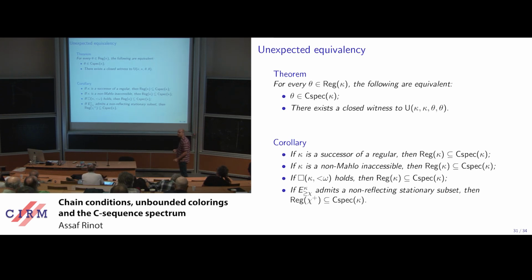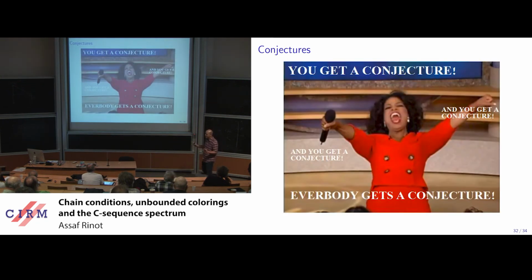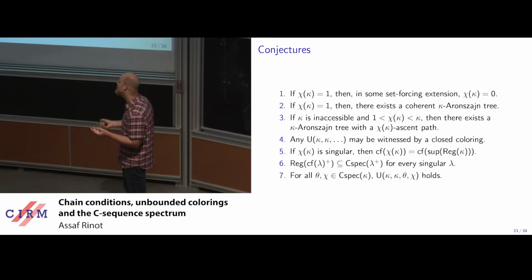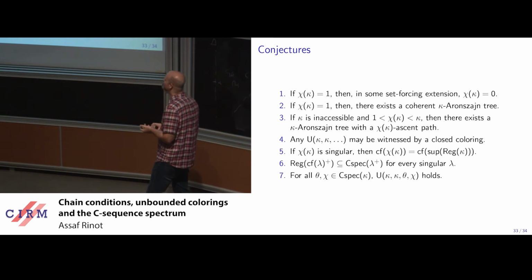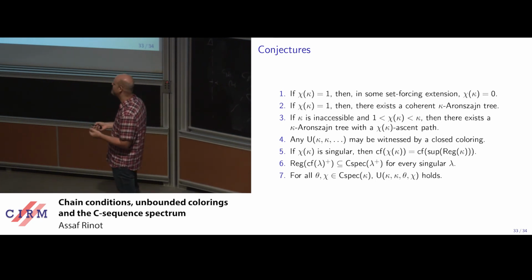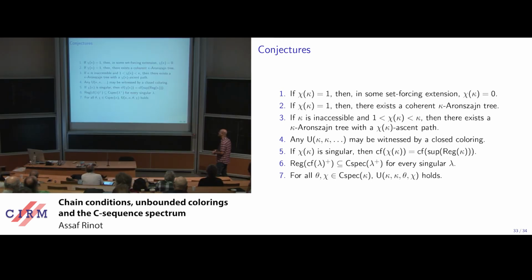But I feel like even though we have quite a lot of information, there are still many open problems, so I decided to basically assign each one of you an open problem. There are many conjectures. I decided to give 7 of them. I don't know whether this is really a conjecture, but I'm formulating it in a way which is the case that we know that it's possible. So at least I know all of them are possible. So the conjecture is as follows. If chi of kappa is 1, then there is a forcing extension in which chi kappa is equal to 0.